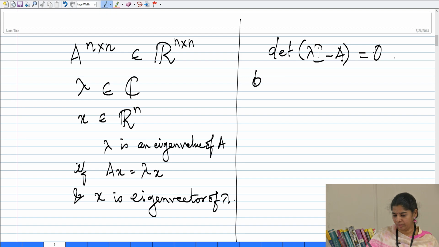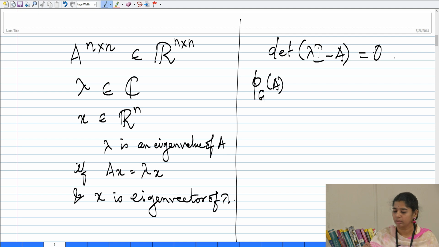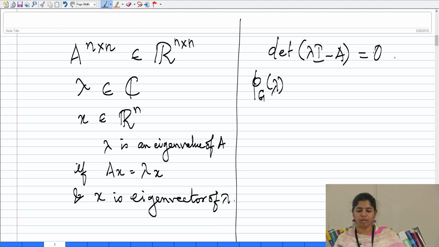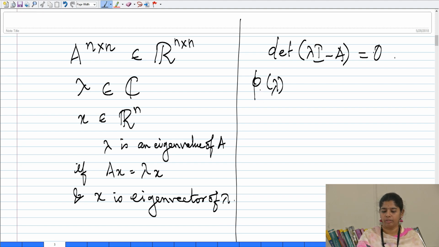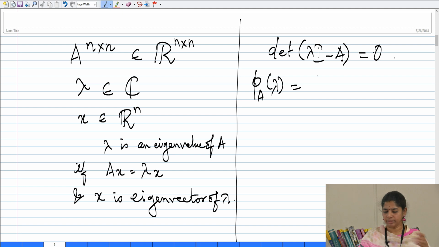So sometimes we write this notation for a characteristic polynomial, phi_G for the graph, okay, with lambda as the variable. Phi_G of lambda or phi_A of lambda, depending on the matrix which we are taking, we will also write it as the graph or the matrix that we are talking about. Say suppose I just give you a representation and we will talk about it in terms of this.